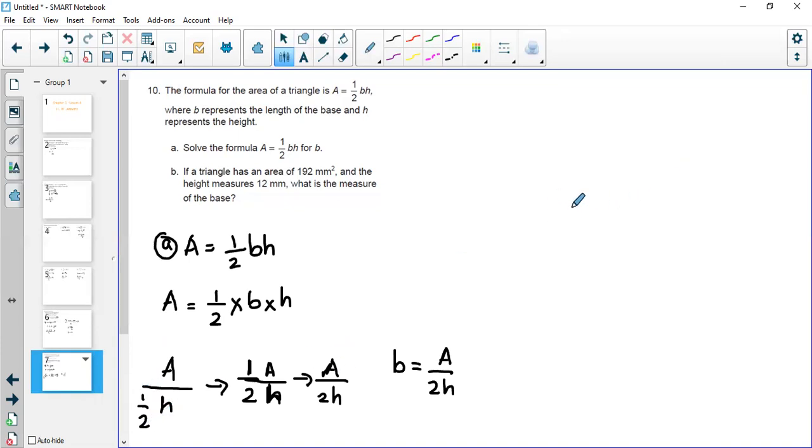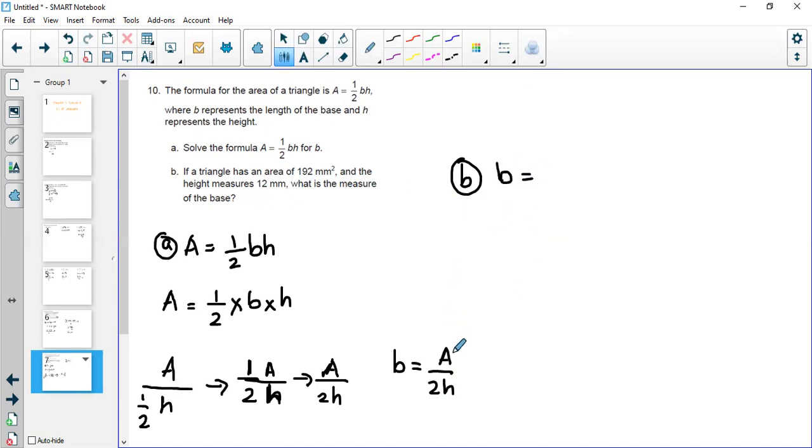Okay, so the next one, part B, let me solve it here. If a triangle has an area of 192 millimeter square, so A is going to be equal to 192 millimeter square, and the height measures 12 mm. Mm is millimeters, so in place of H we will write 12, in place of A we will write 192. What is the measure of the base? So we need to find B. So let's find that out.